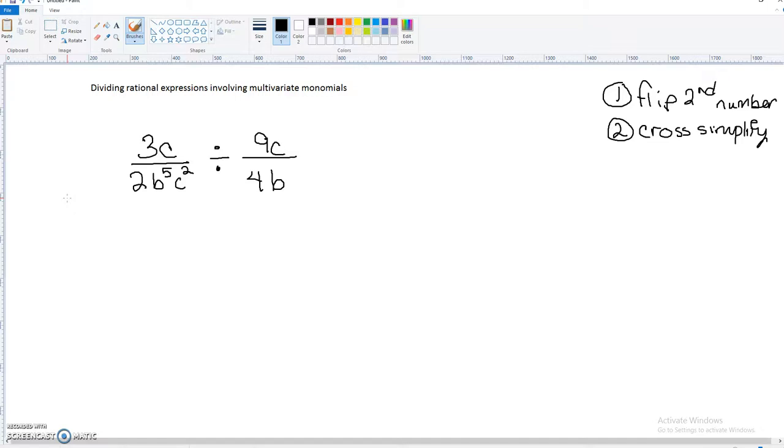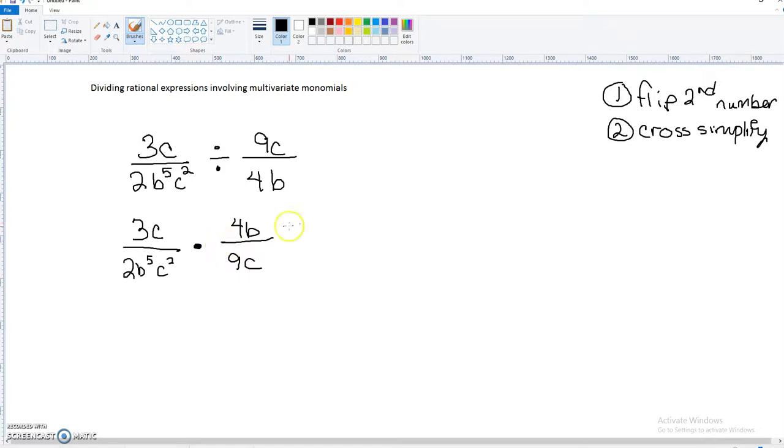Okay, so what we have to do with fractions is take that second fraction and flip it. And then we change the division to multiplication. So we're going to go ahead and do that. I'm going to rewrite this: 2b over 5c squared. And we're changing this to multiplication because we're flipping our second fraction. Okay, so we flipped it.